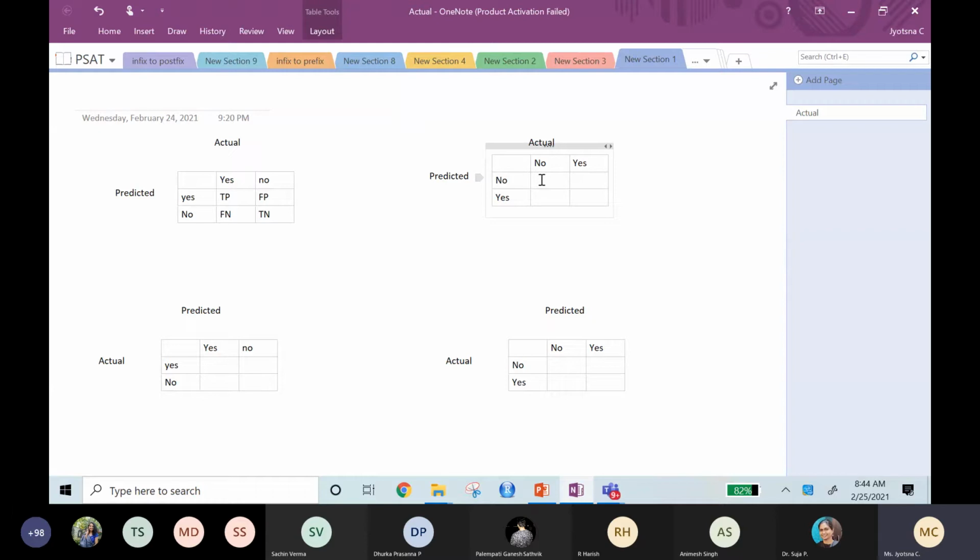Can anyone tell what values will be coming? Actually no and predicted no. So what should I fill? Tell me. True negative, right? And in this case, what will be? True positive, right? Okay, so next one. Predicted no, that is, actually he has disease, predicted as no. So what will it be? False negative. Okay, so this will be false positive.